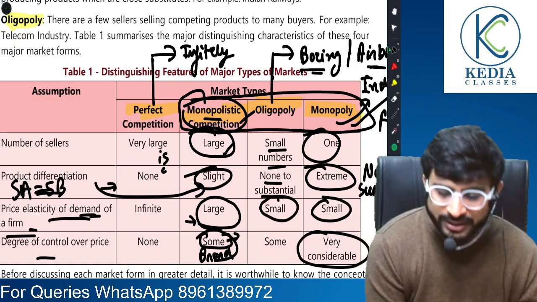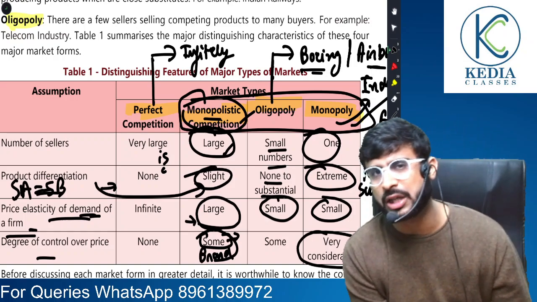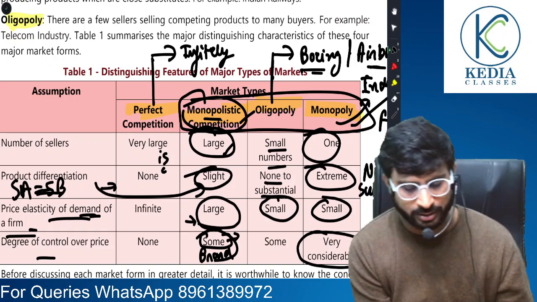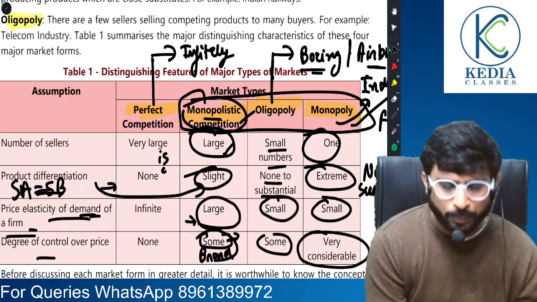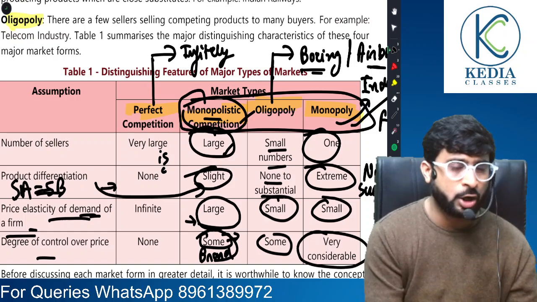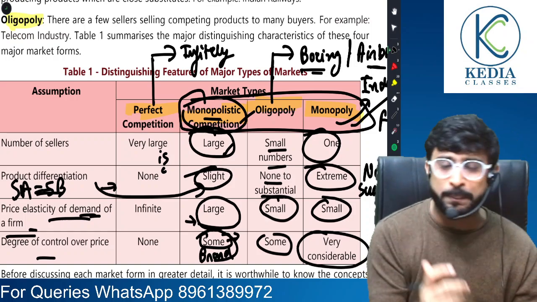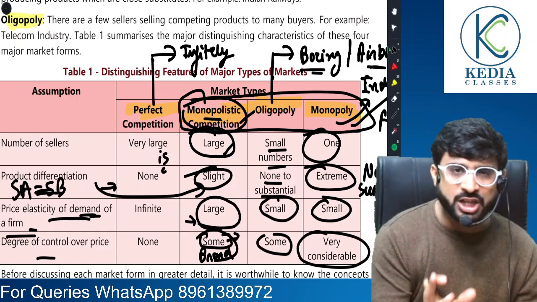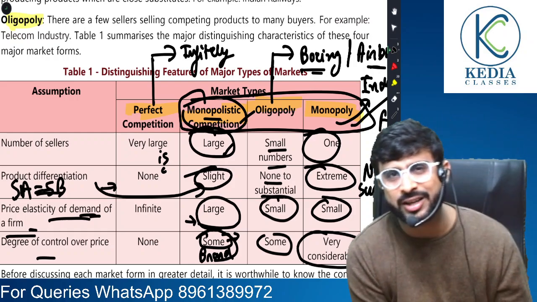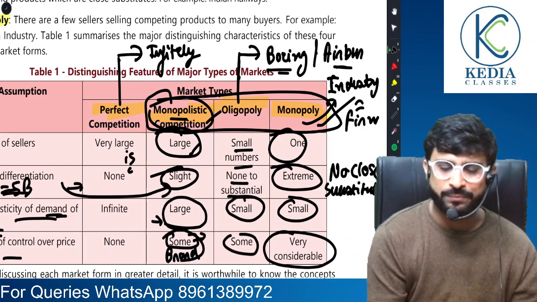Price elasticity of demand is small because there are very few sellers, so customers do not have multiple options to shift their demand. Degree of control over price is again some, because they are also interdependent on other firms. Coca-Cola is seeing what Pepsi is doing. If Pepsi is launching a can, Coca-Cola is also launching a can. That is what I'm trying to say.